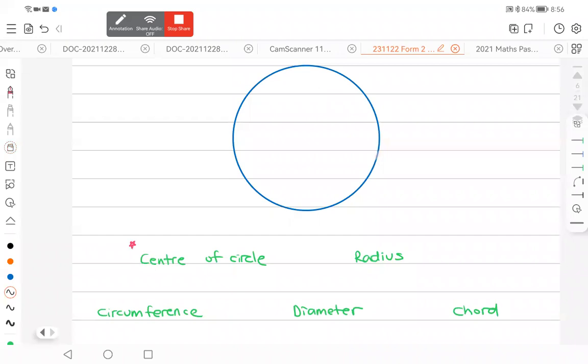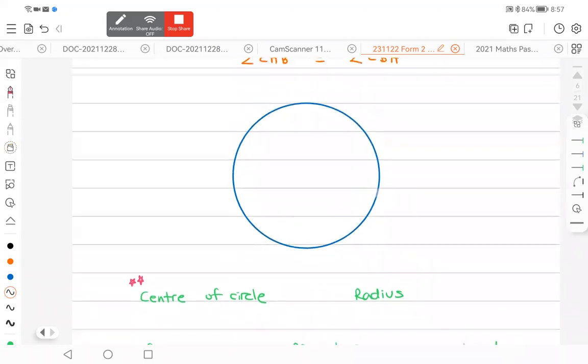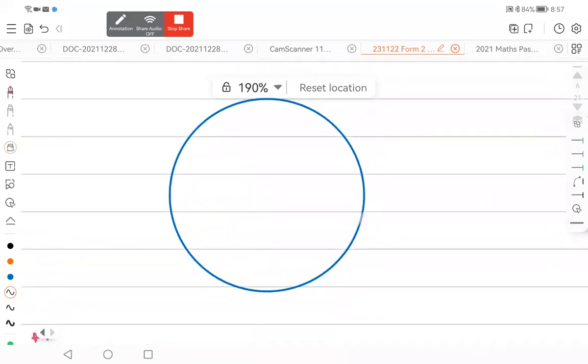Now, next, harder question. How to find the center of a circle? Let's say now you have a circle like this. The question asks you to construct and find the center of the circle. So what should we do? Bisector of perpendicular line. That's very good.